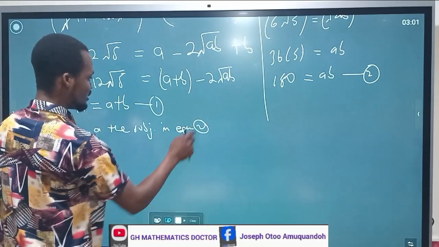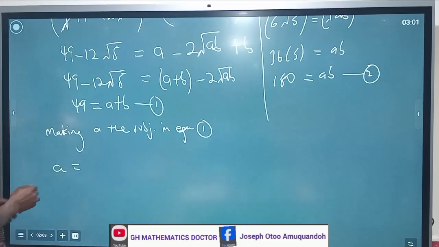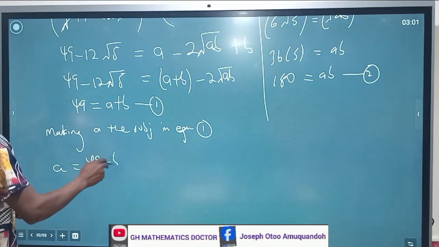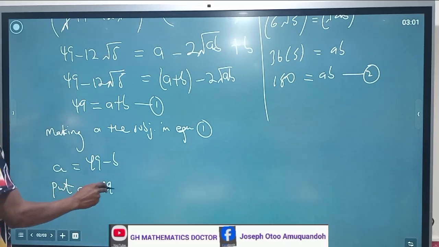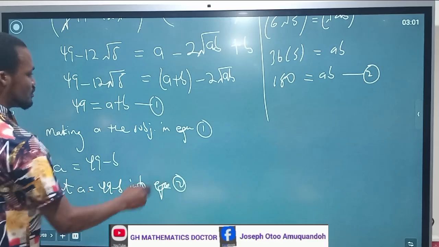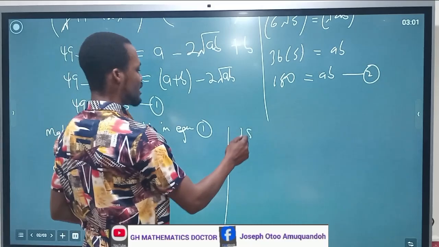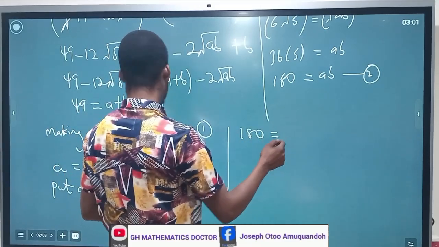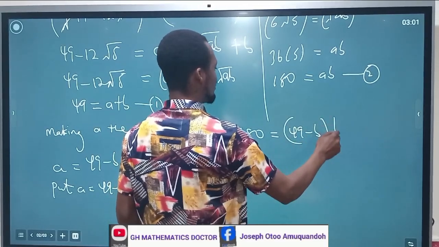So let's make it in equation 1. And that will be A is equal to 49 minus B. Then we put A equal to 49 minus B into equation 2. So we have equation 2 there. We are going to get 180 equal to, we know A to be 49 minus B, then multiplied by B.